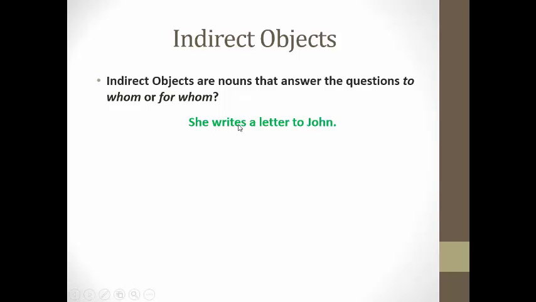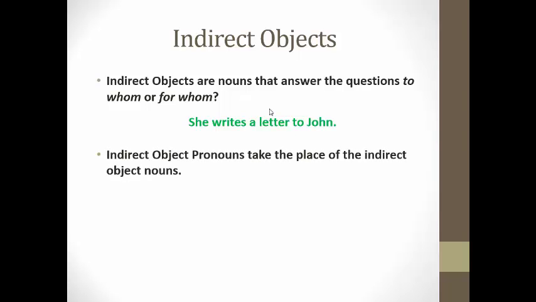Writes is the verb. Okay, and then what we have left here is one direct object and one indirect object. So if you think back, a direct object is the who or the what of the verb. So what does she write? A letter. So a letter is the direct object. Who does she write it to? To John. So John is the indirect object.